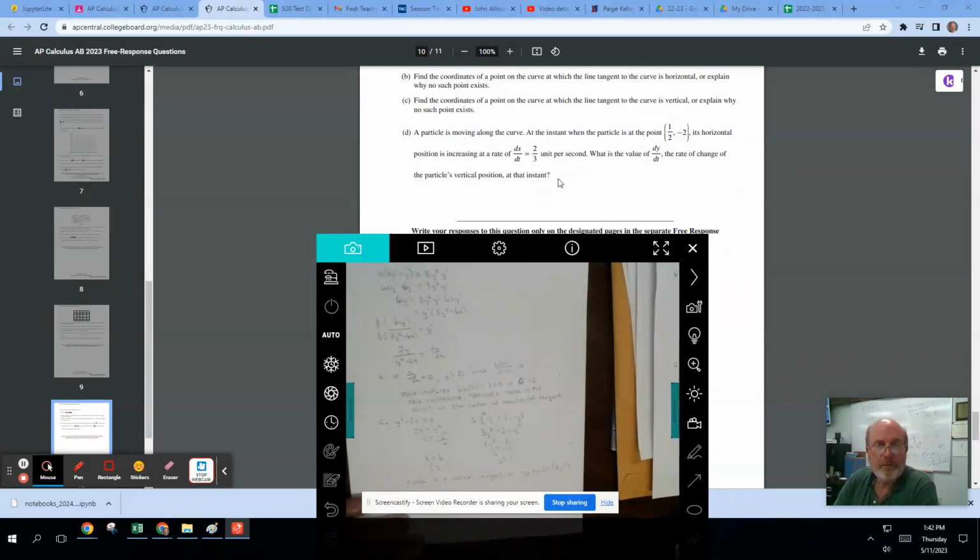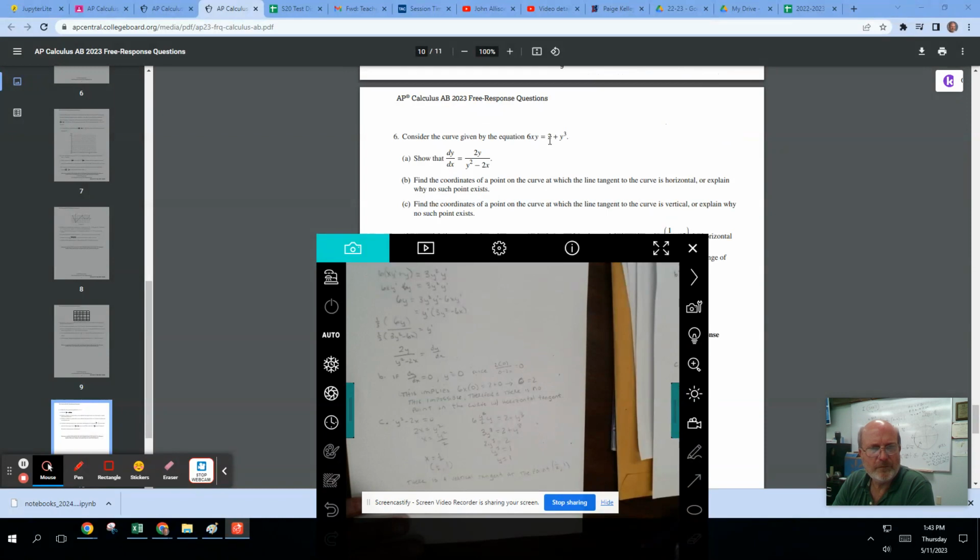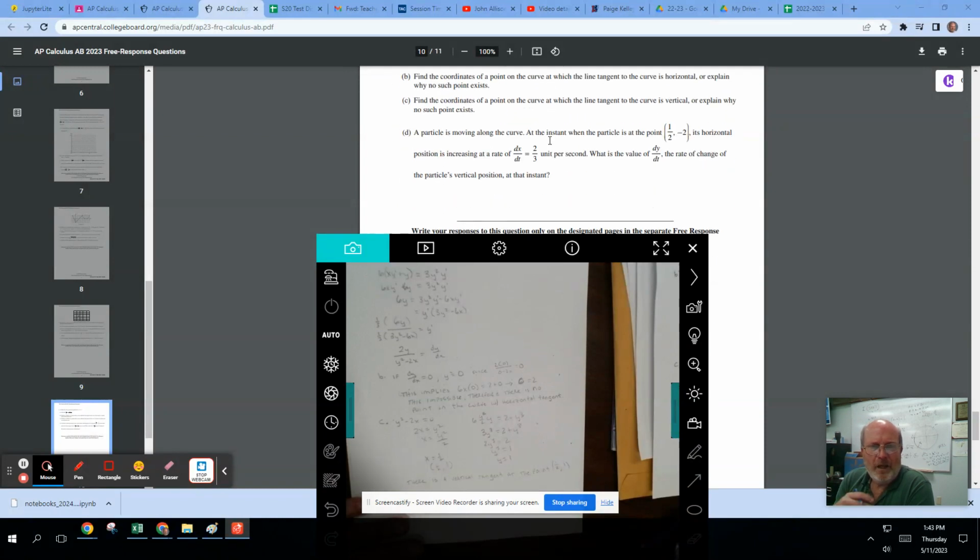Now D, particle moving along the curve. At the instant when the particle is at the point 1/2, -2, its horizontal position is increasing at the rate of dx dt equals 2/3 unit per second. What is the value of dy dt? The rate of change in the particle's vertical position at that instant.